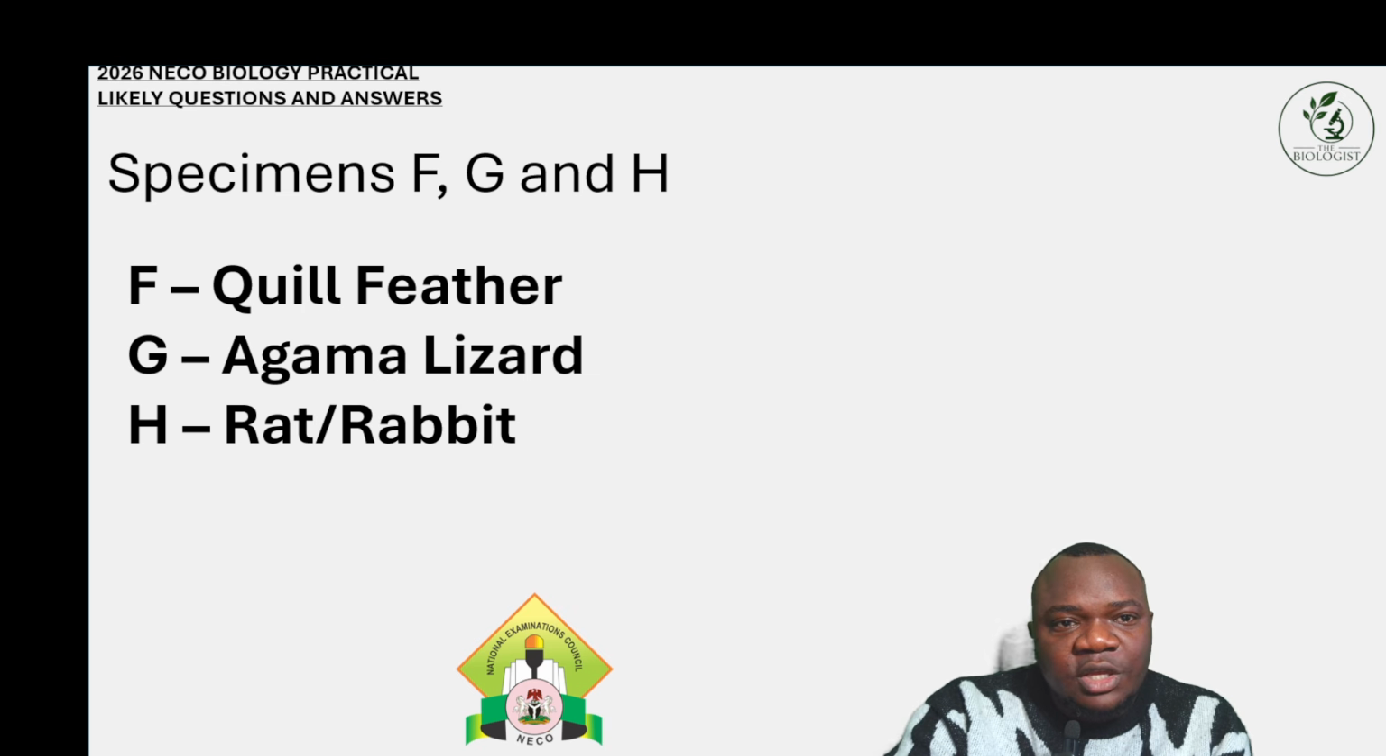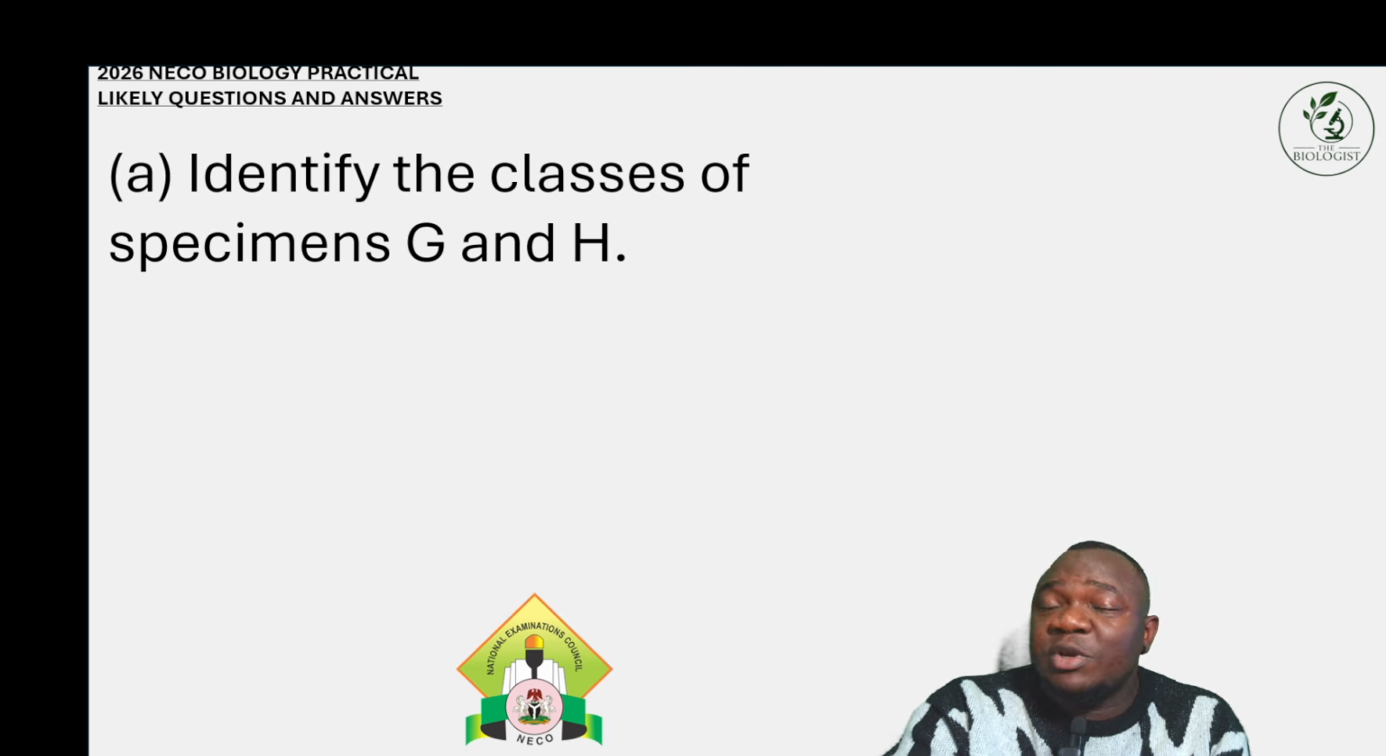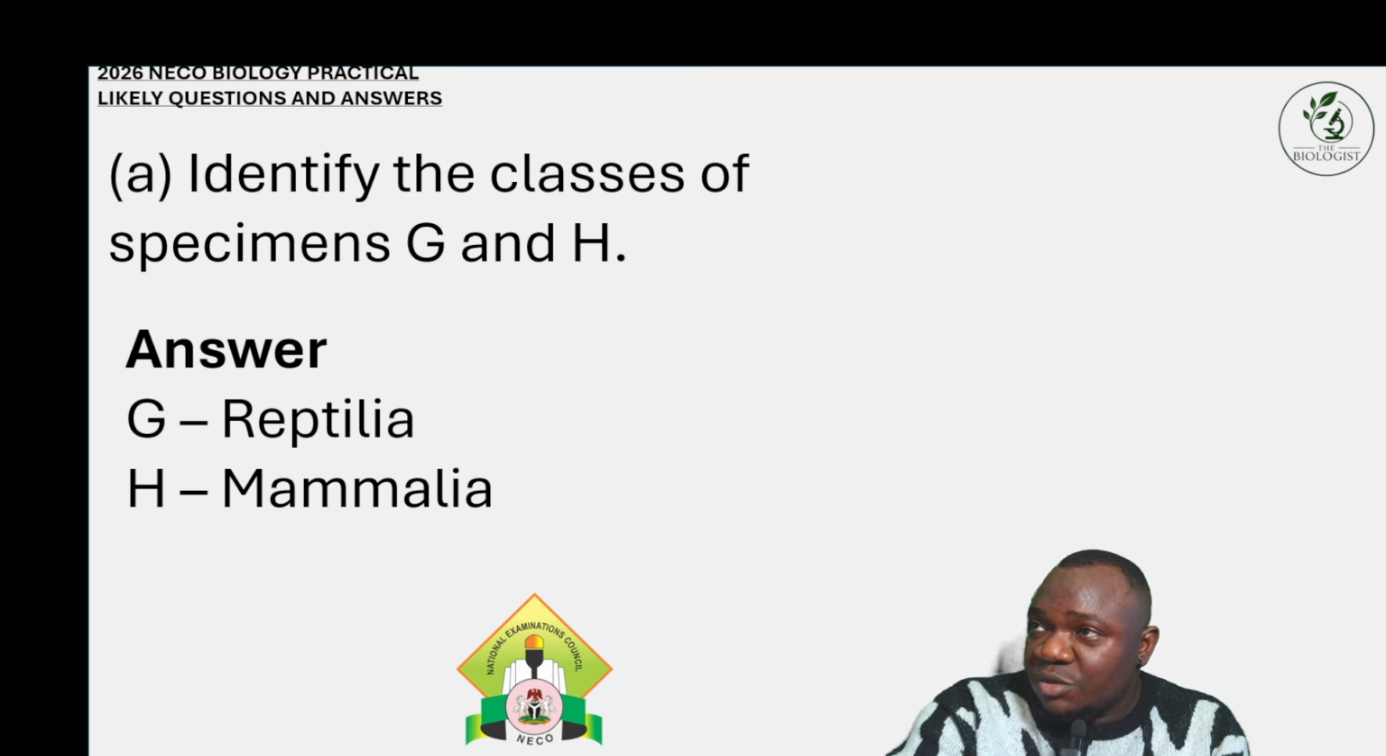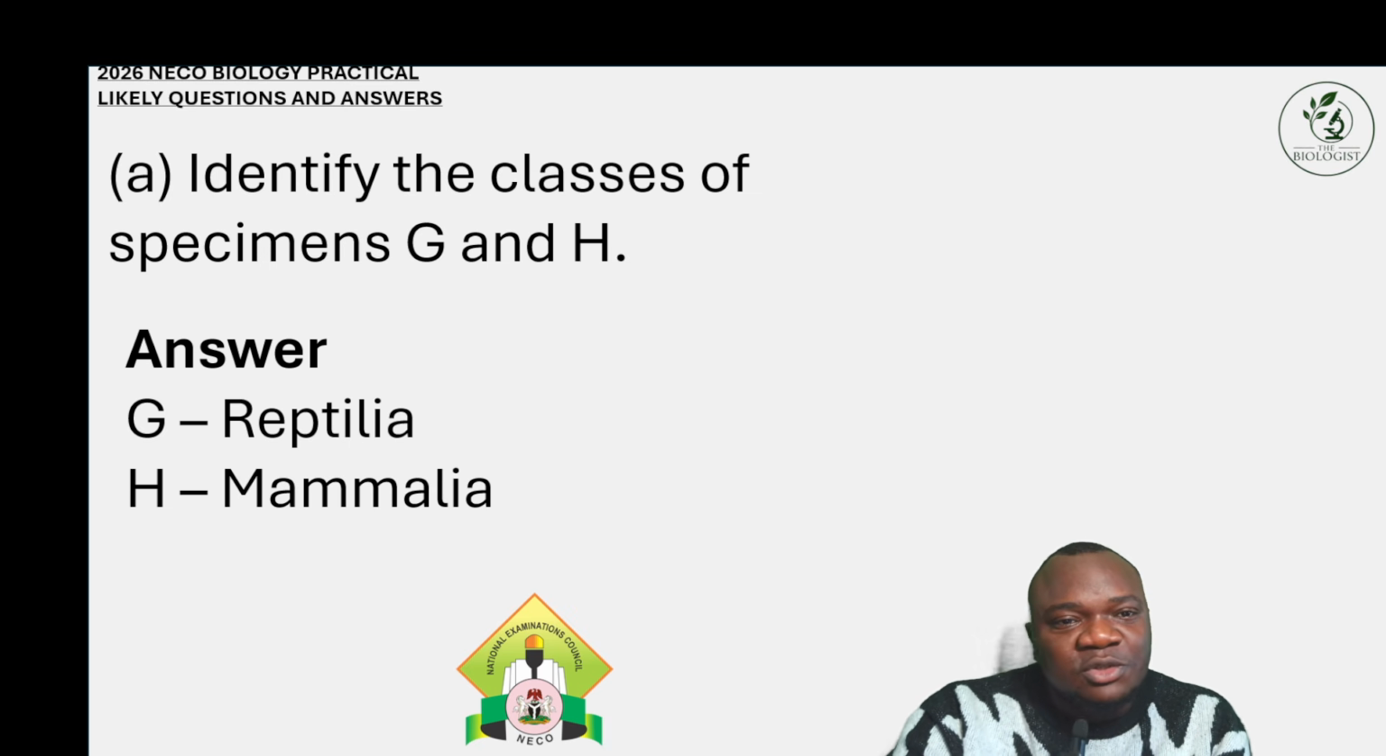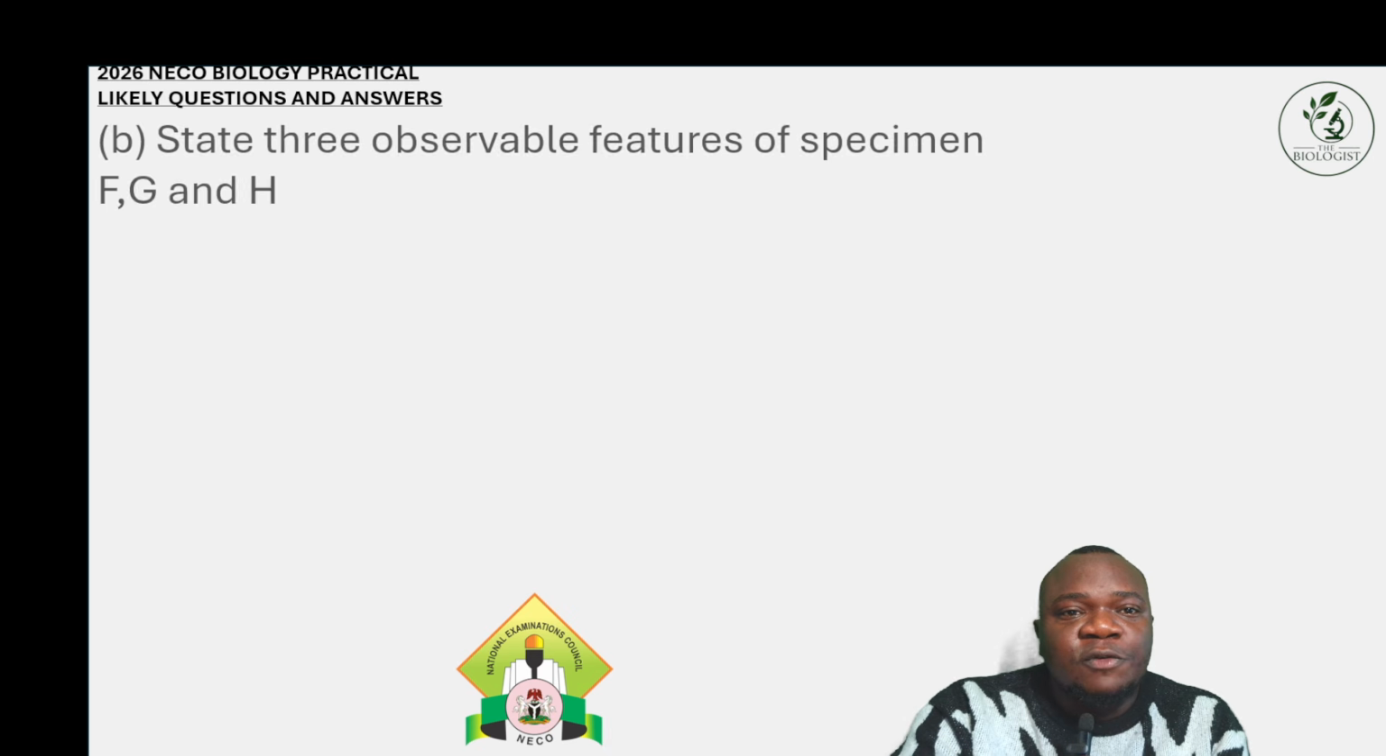So if you come back here, you can see the quill feather. There's no point in getting class information for the quill feather because that is just a feather. So I don't make reference to the animals that have a quill feather. You just equate the feather as a specimen. So that's that. For the next question, state three observable features of specimens F, G, and H.